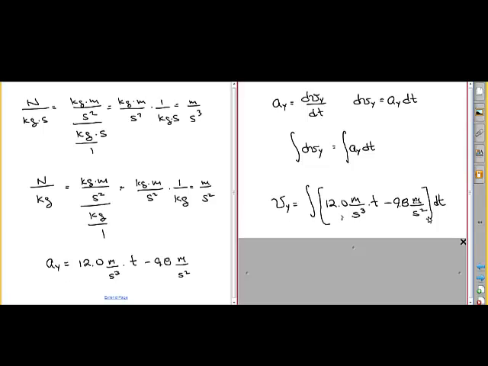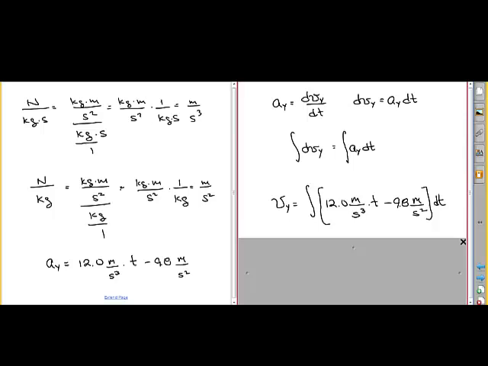These are constants, so I can take those out. The integral of t is going to be t squared over 2, and the 9.8 meters per second squared is a constant, so I can take that out. And then I will have the integral of just 1 dt, which is t.